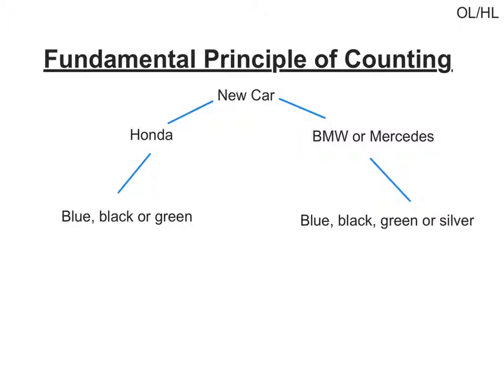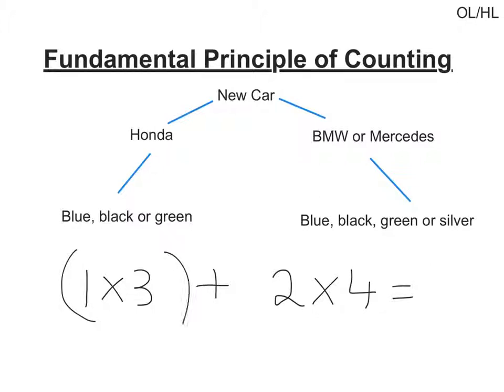Let's look at the left-hand side of the diagram, the Honda side. We have one car and we have three colours. Now let's look at the right-hand side of the diagram, the BMW and Mercedes side. We have two cars and we have four colours. So we have applied the fundamental principle of counting twice, and we will add the results. Adding our results together, we get 11 possible outcomes. Please check the answer by listing all the possible outcomes.